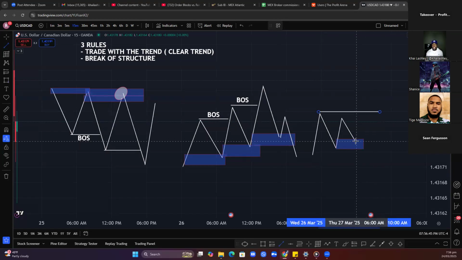Can it hold? Yes, it can. Can it drop through? Yes, it can. But remember, trading is just probabilities. So I want to be on the highest end. I want to know what the likelihood is that my trade is going to hit. Is it a 50-50? Because that's what this is. It's 50-50 at this point. Do I want to take a 50-50 trade, or do I want to take a trade that's like 90%?